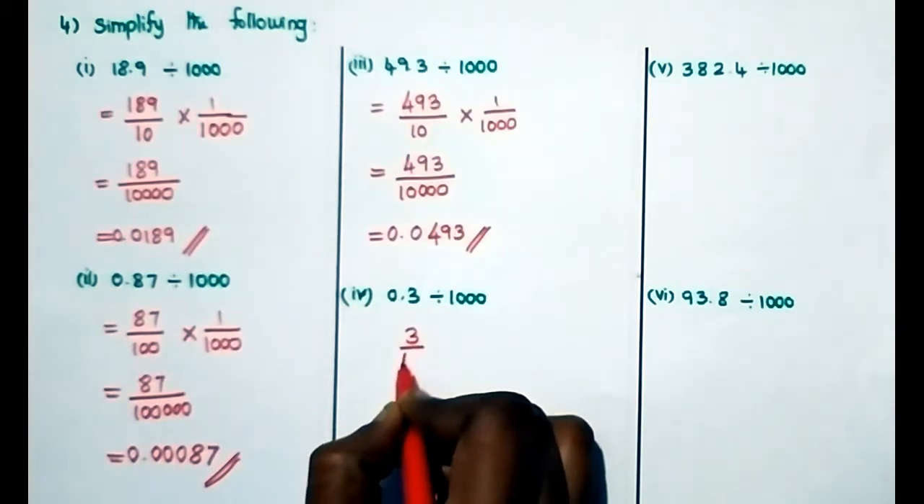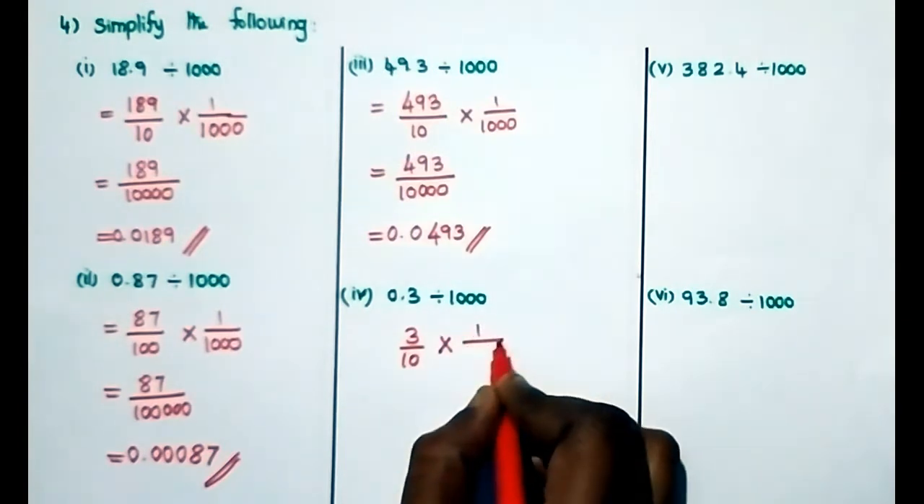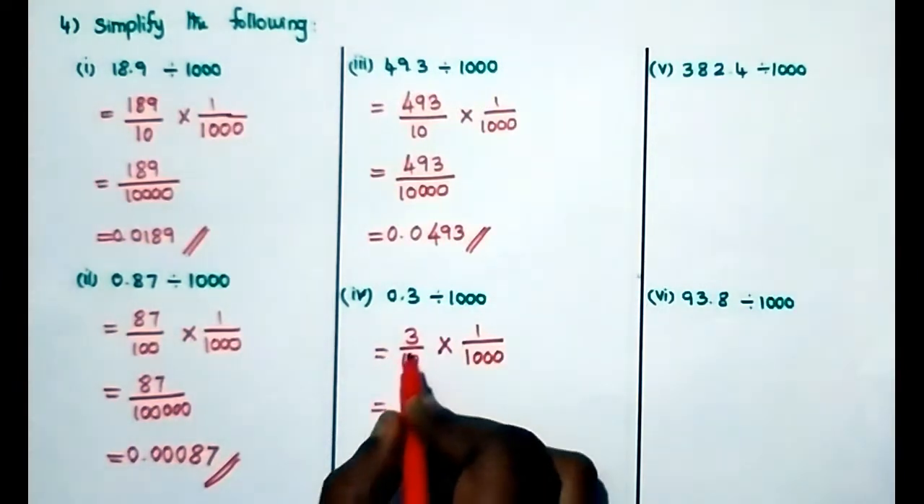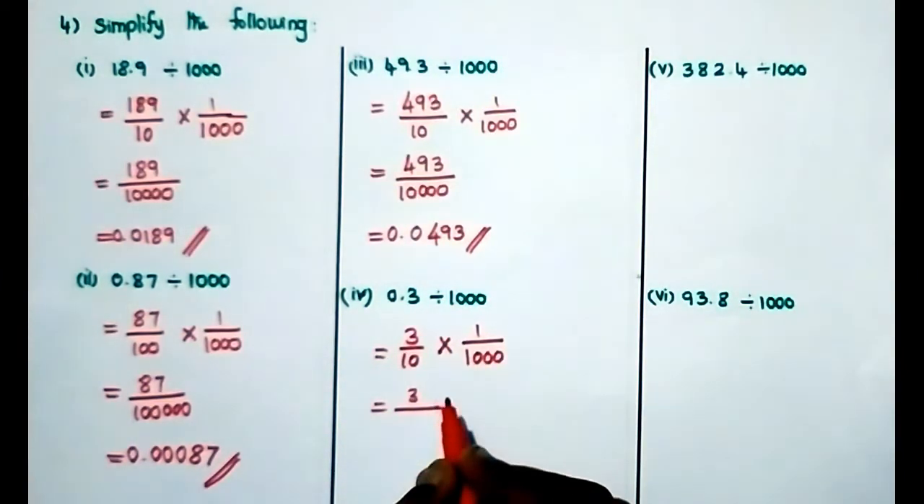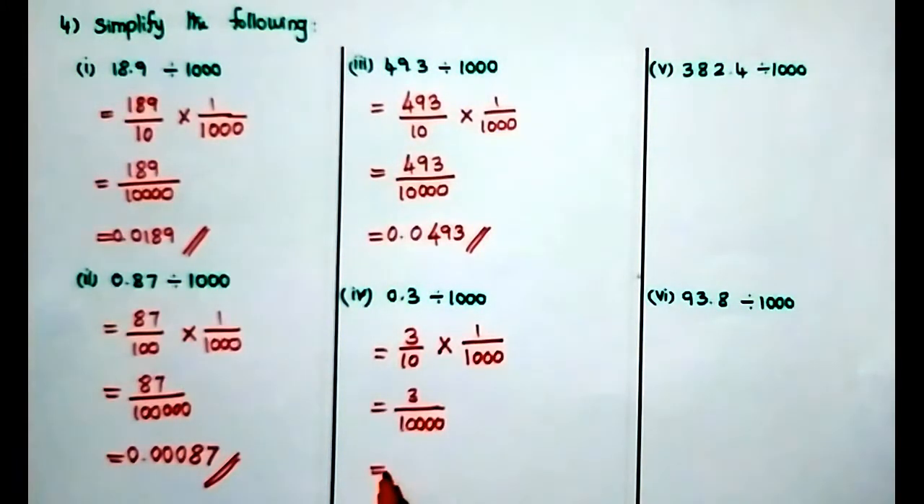Next one, 0.3 divided by 1000. So 3 by 10, change into multiplication, and what is the condition? Take the reciprocal for that. And then 3 into 1, 3 divided by 10 into 1000, 10,000. So 3 is there, only 1 digit, but we have to keep the point before 4 digits, so add 3 zeros and then keep the point. So 0.0003 is the answer.